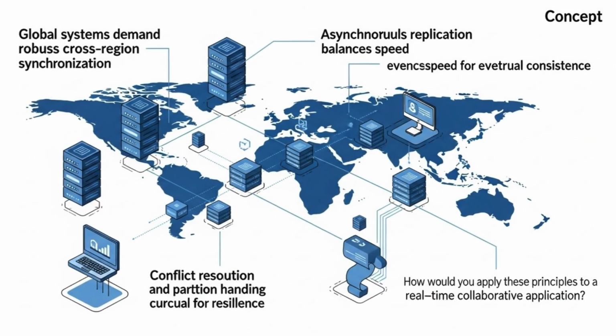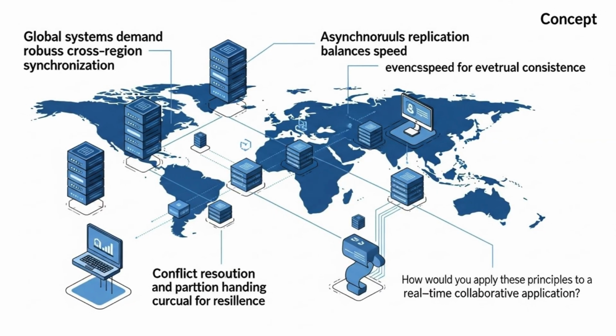We've covered a lot of ground today, and I hope you feel more equipped to tackle the complexities of global-scale systems. Let's quickly recap our journey. First, we established that global systems demand robust cross-region synchronization. Simply put, without these mechanisms, your application can't truly serve a worldwide audience reliably. Then we explored how asynchronous replication balances speed with eventual consistency. This trade-off is often the secret sauce for delivering a responsive user experience in a distributed environment, even if it means a slight delay for remote users.